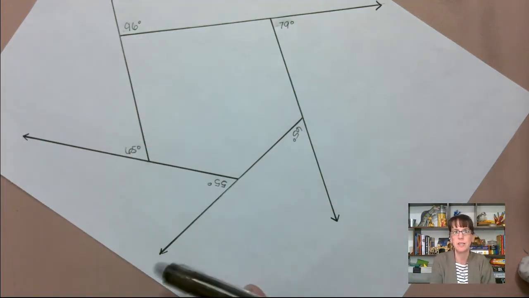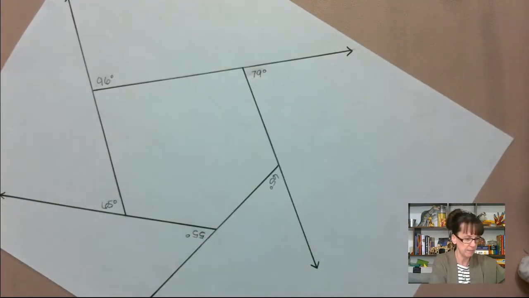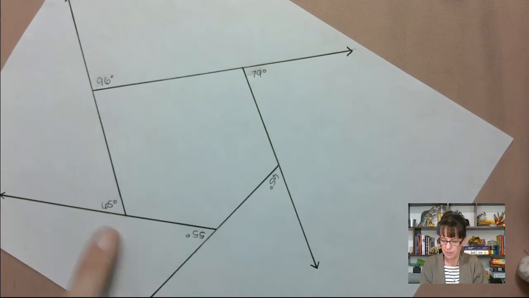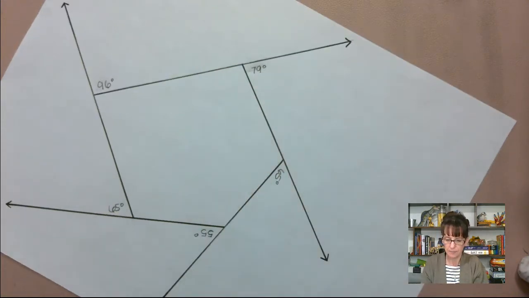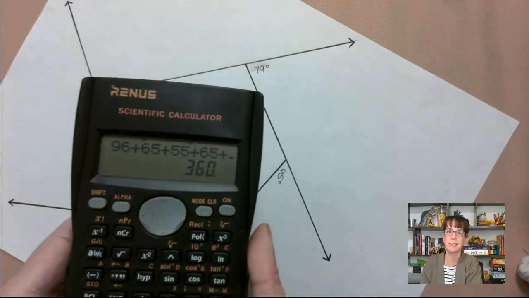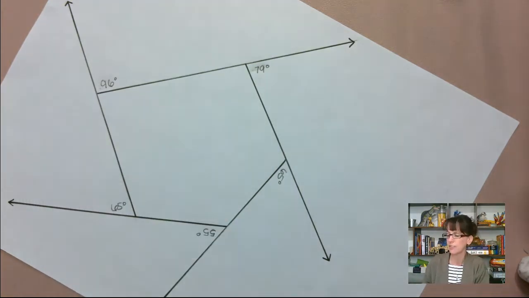Okay, let's make sure that I did this correctly. What we're going to do now is grab our calculator, if you can find it. You can never find my calculator. We're going to add all these up. So we start with 96 plus 65 plus 55 plus 65 plus 79. And if we add all those, whew, 360 degrees. If you do this on your own, sometimes it's off by a degree or two, just because, like I said earlier, of the thickness of the pen.